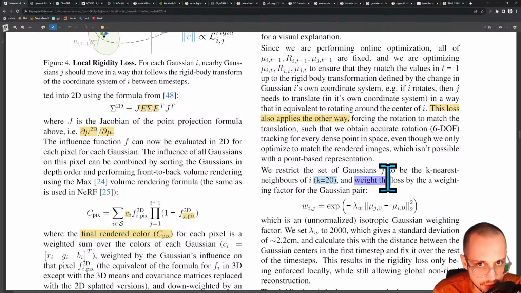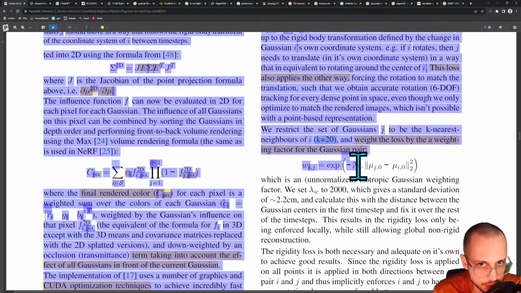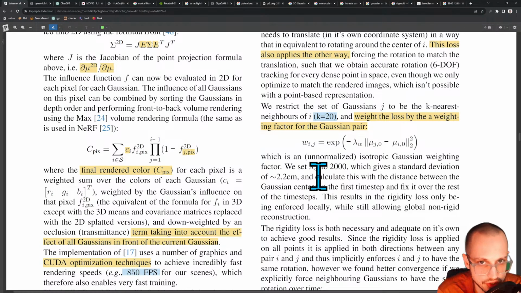We weigh the loss by a weighting factor for the Gaussian pair. Okay, so you have some weight. The weight is based on this hyperparameter lambda w, which they kind of just arbitrarily set to 2,000, which gives a standard deviation of around 2.2 centimeters. Okay, so these Gaussians have a standard deviation.